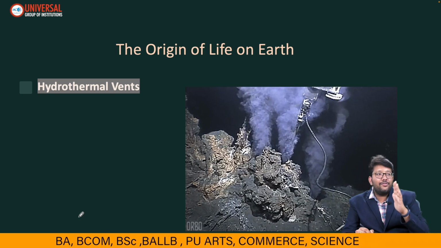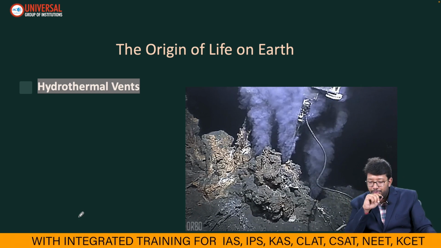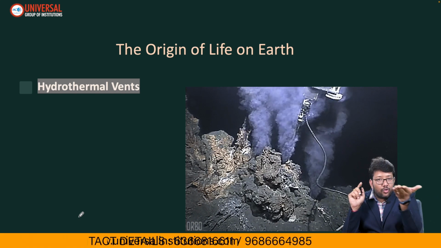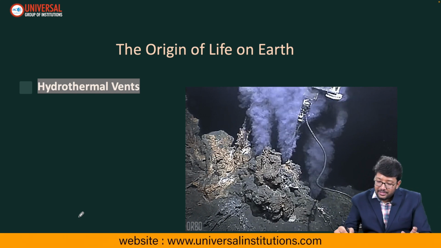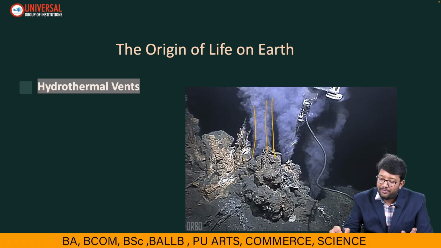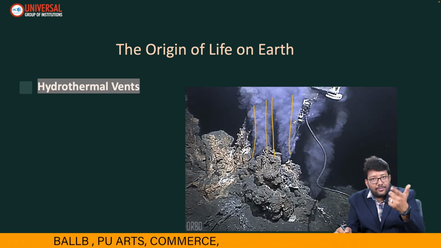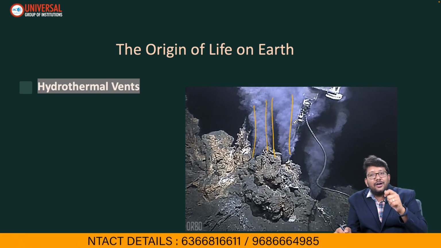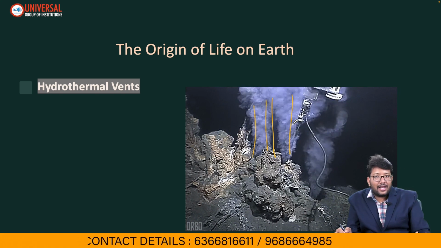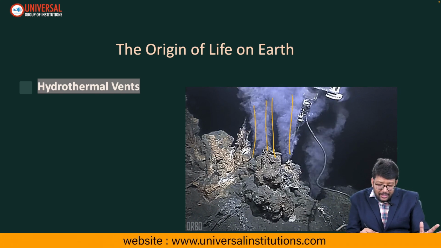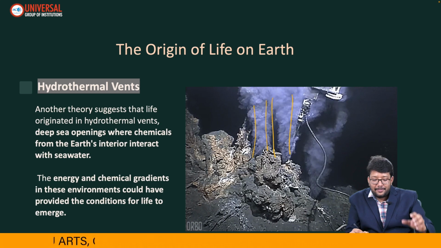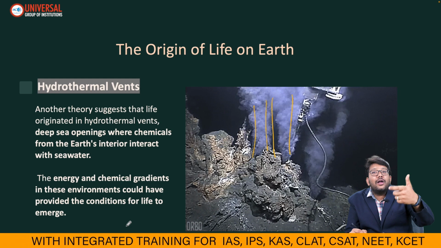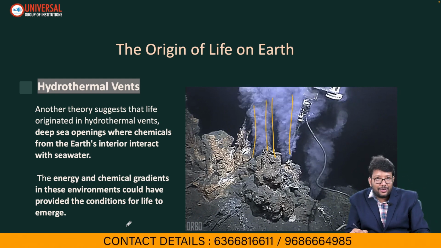Second is hydrothermal vents. As you can see in the photo, this particular image is from the ocean floor. These are called hydrothermal vents. A lot of energy is released from the vents. A lot of ashes, chemicals, and minerals are coming from these hydrothermal vents. So it is speculated, see, all these are theories only, that the chemicals we got from Earth's interior helped life to survive. That is our second theory.